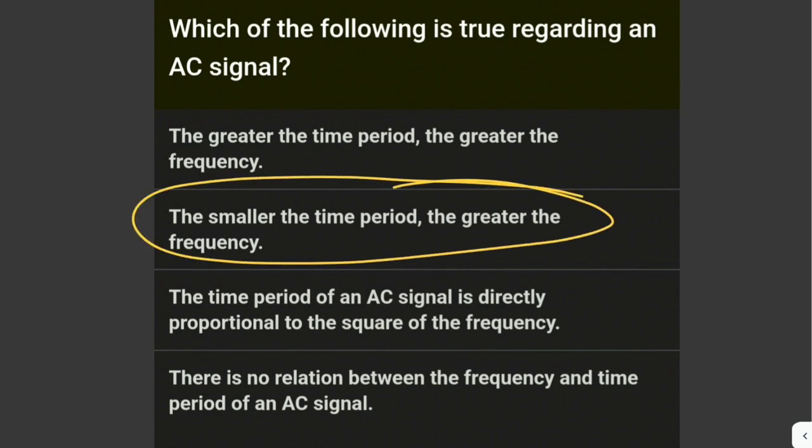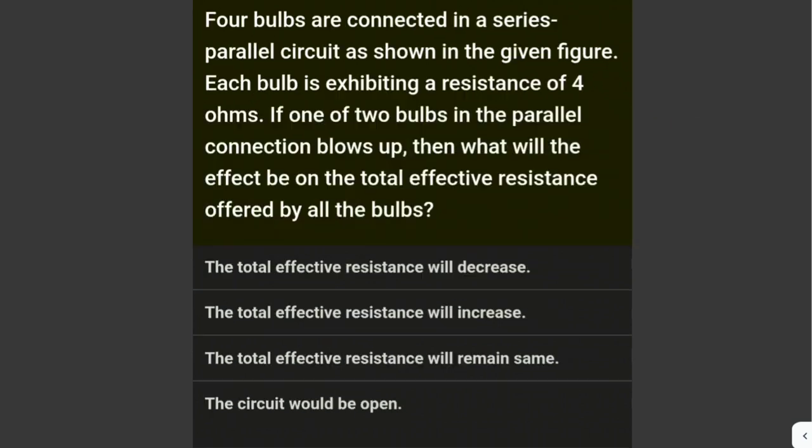So frequency is the number of occurrences of an event per unit time. And the relationship between the frequency and time period of an AC signal is F equals 1 over T, such that frequency is inversely proportional to the time period of an AC signal. So the smaller the time period, the greater the frequency of the signal.